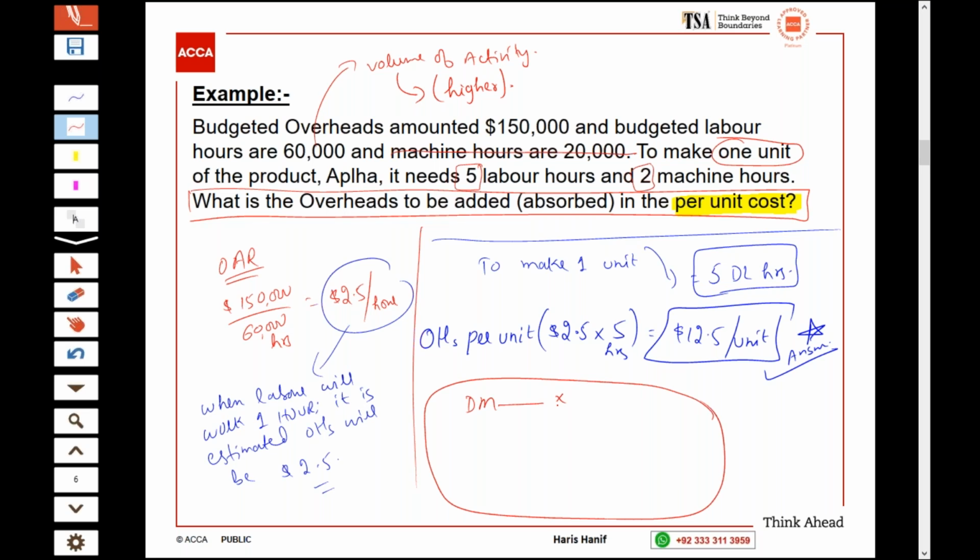Whatever the direct material cost, whatever the direct labor cost, whatever the direct expense cost, whatever the cost it is, but overheads amounted to $12.5. So now that will be the total cost. Now that is the mechanism of calculating the overheads on per unit.